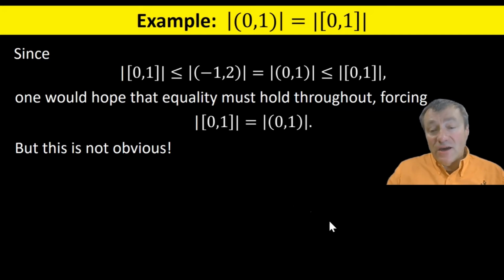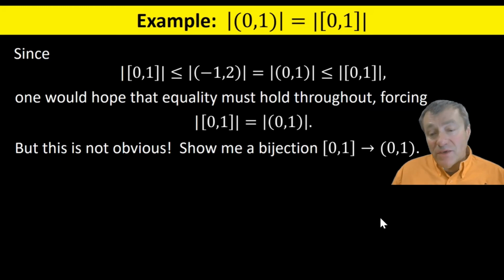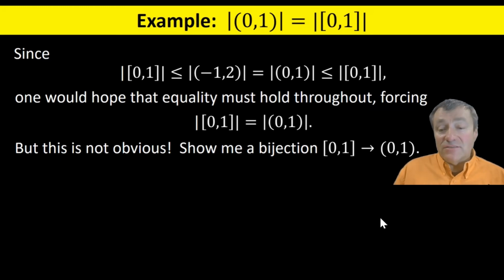And it's not easy. Show me a bijection between the closed interval [0, 1] and the open interval (0, 1). Well, it's elementary, but it takes some thought. All you have is injections going in both directions, and that's not the same as having a bijection. At this point, we have to either come up with a bijection, or we need a theorem that says if the size of A is less than or equal to the size of B, and the size of B is less than or equal to the size of A, then they're the same size.